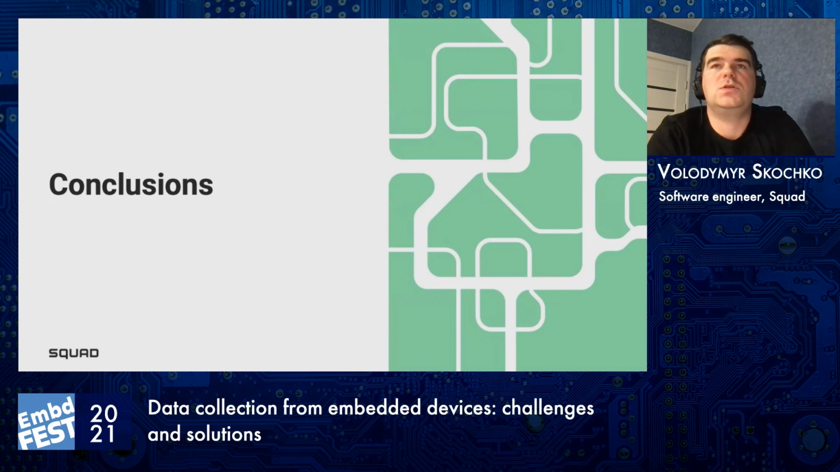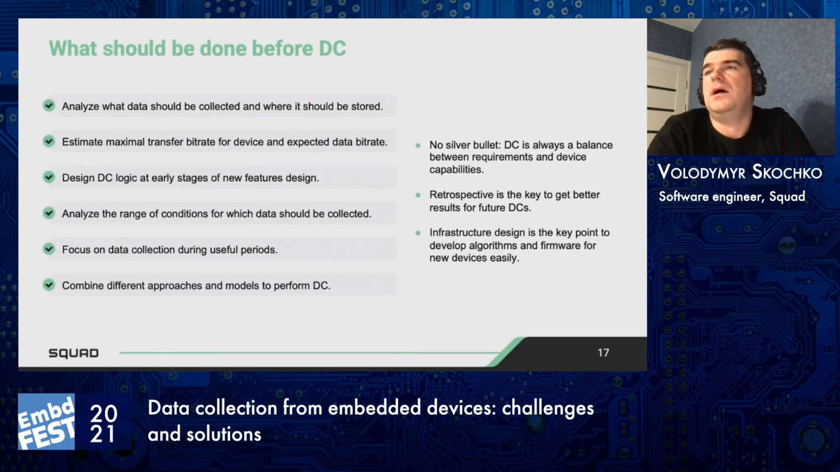So let's go to some results, some summary and conclusions. What should be done before data collection? So first of all, you should analyze what data should be collected and where it should be stored. Also, you should estimate both maximal transfer bitrate for the device and expected data bitrate. You should design data collection logic at early stages of new features design.